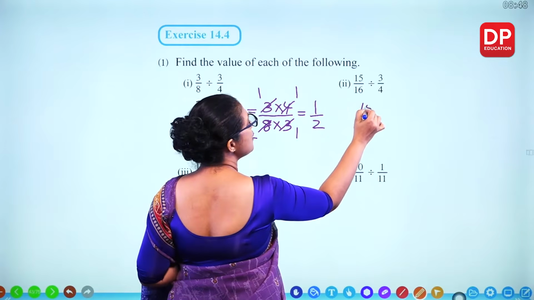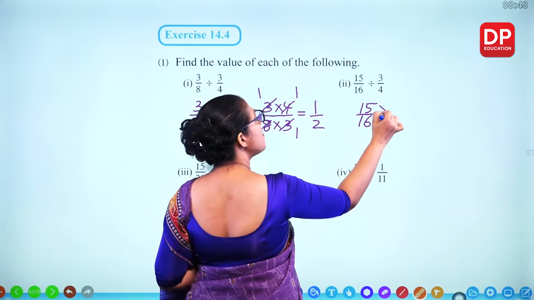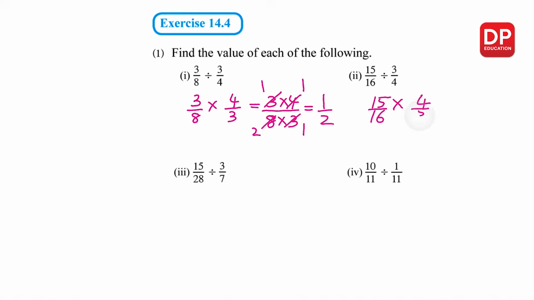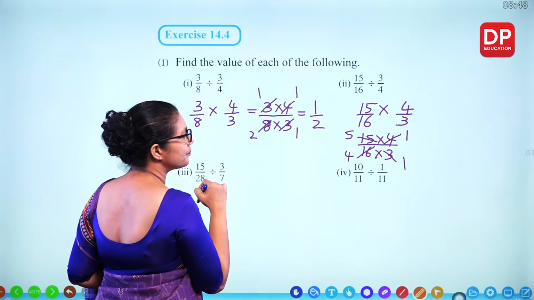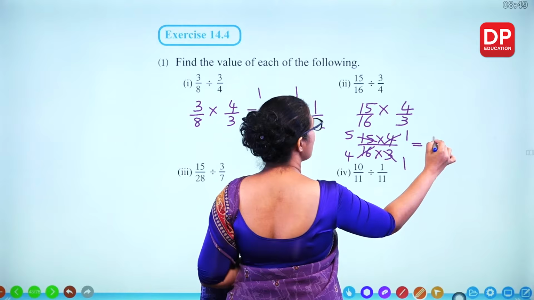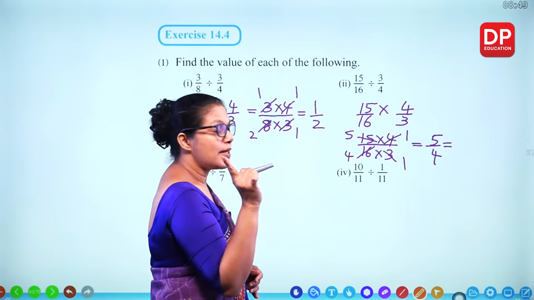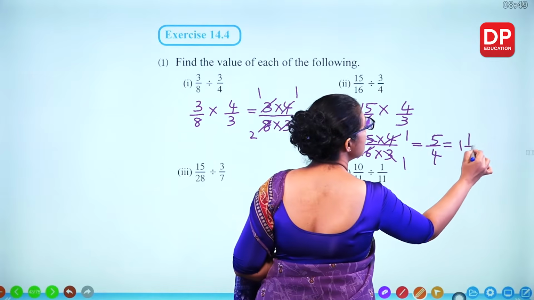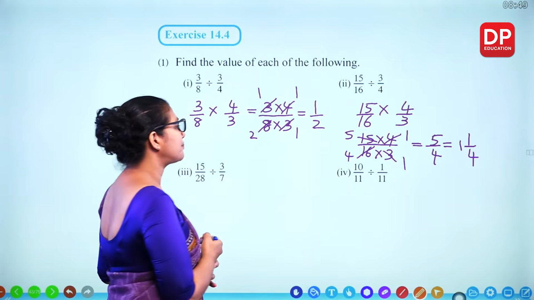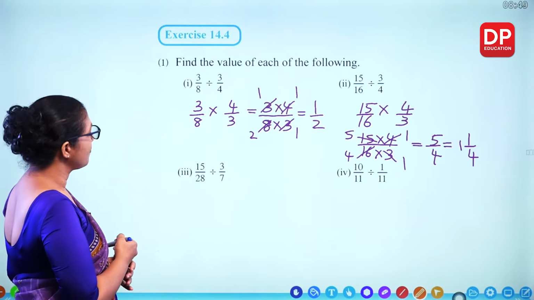This one, 15 over 16 multiplied by reciprocal, 4 over 3. 15 times 4 over 16 times 3. 3 times 1 and 3 times 5 here. 4 times 1 and 4 times 4. 5 over 4 you can write as a mixed number 1 and 1/4. This one.